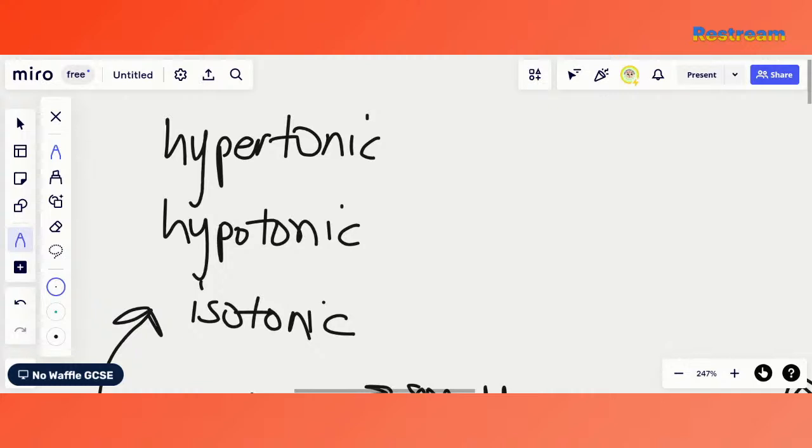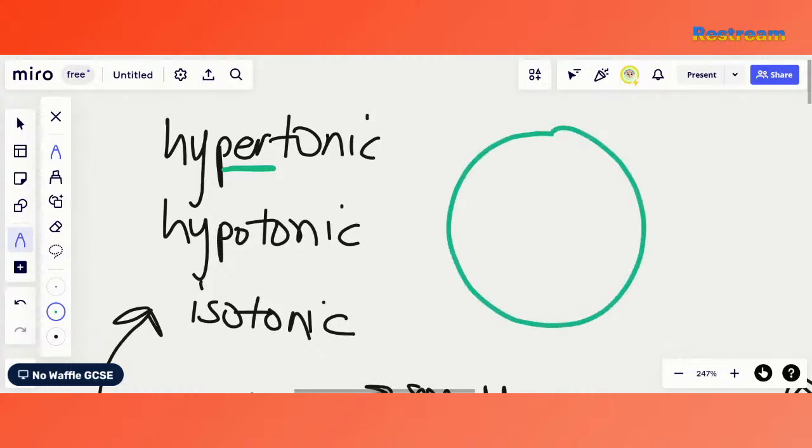So hypertonic is when the inside of the cell has a higher amount and the surroundings have a lower amount. Therefore, water moves from an area of high concentration to an area of low concentration outside of the cell. That's what hypertonic is.